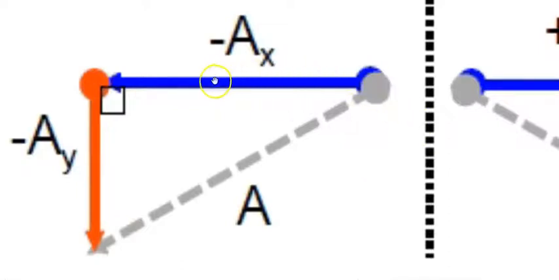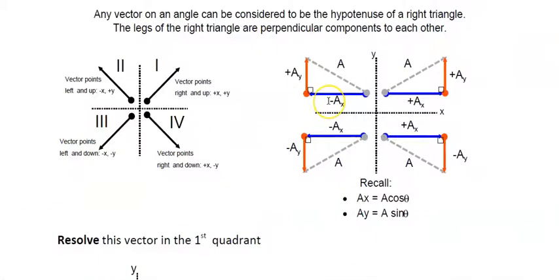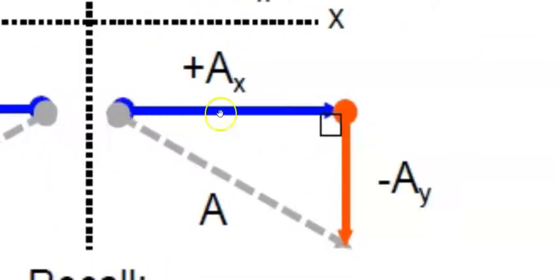In the third quadrant, we have a vector pointing to the left and down, and so it has a negative AX component similar to quadrant 2, but its AY component is negative, which is the opposite of quadrant 2. So it is pointing to the left and down, whereas quadrant 2 was pointing to the left and up. Quadrant 4 is very similar to quadrant 1, except that in quadrant 4 we're pointing to the right and down, whereas in quadrant 1 we pointed to the right and up.